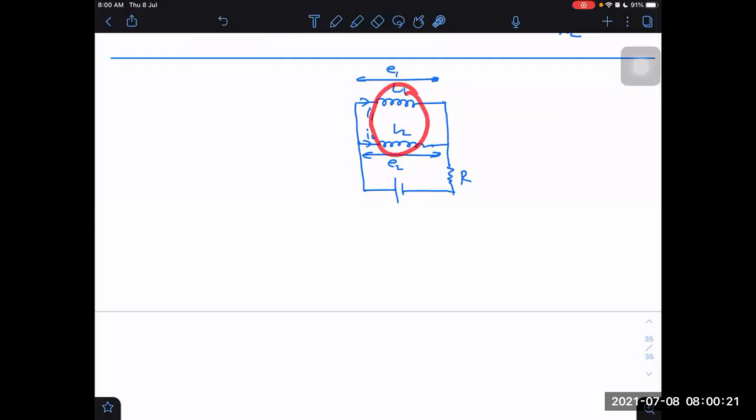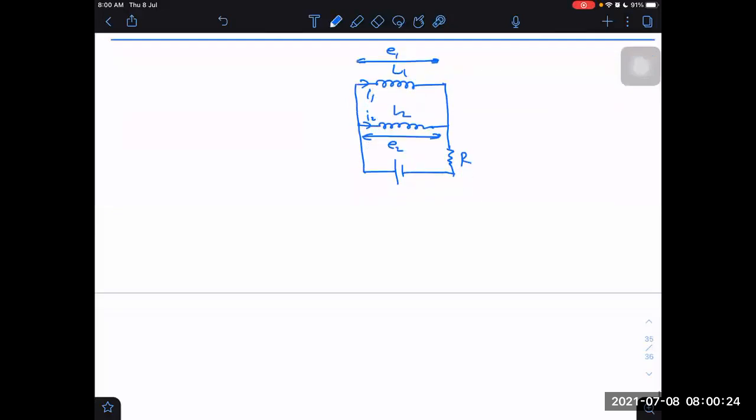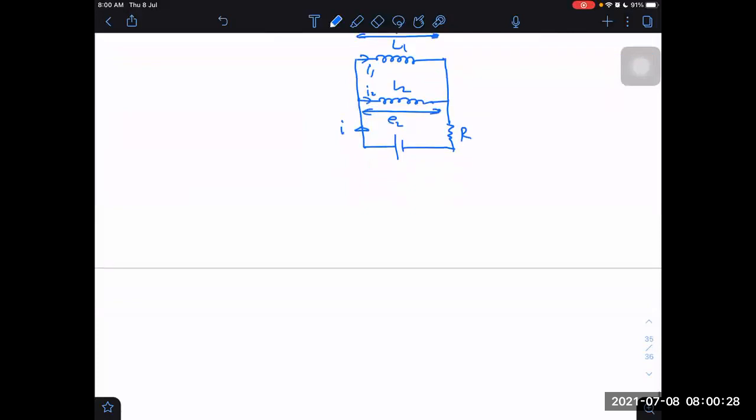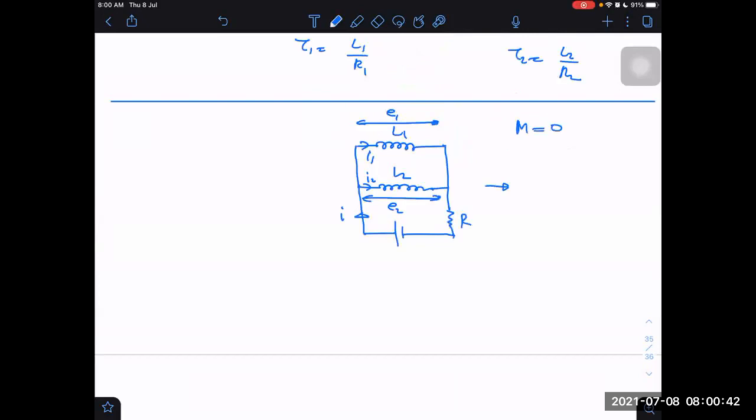L1 and L2 are in parallel. I can get an effective time constant for I. How? If these two are in parallel, I can treat them like parallel resistances. It will become L1 L2 upon L1 plus L2, and I can replace by that. But remember, mutual inductance is assumed to be 0, assuming they are so far away from each other.